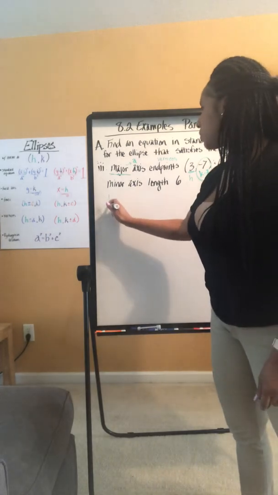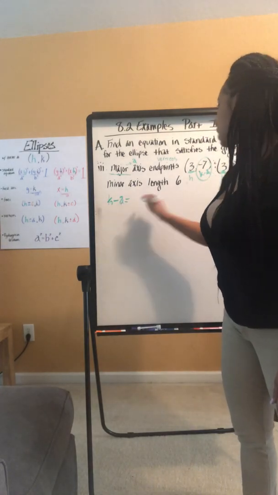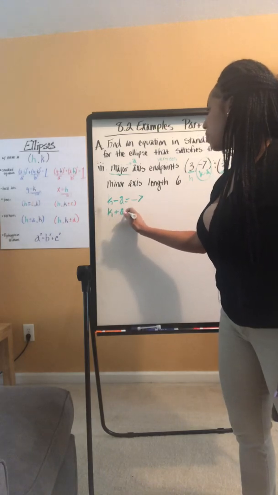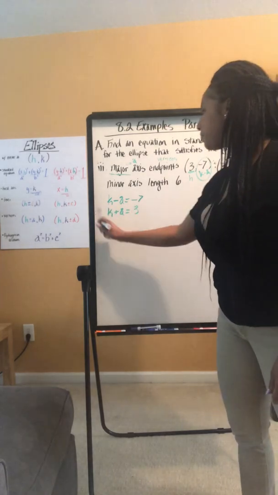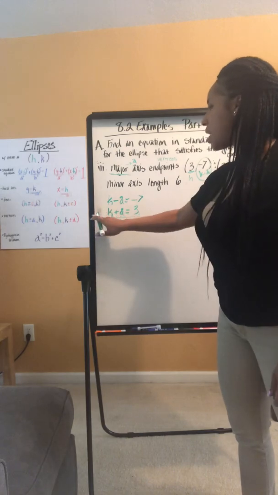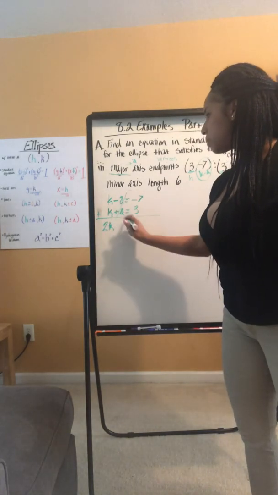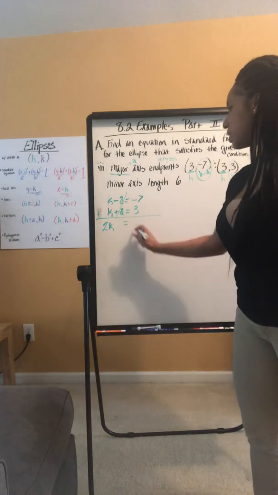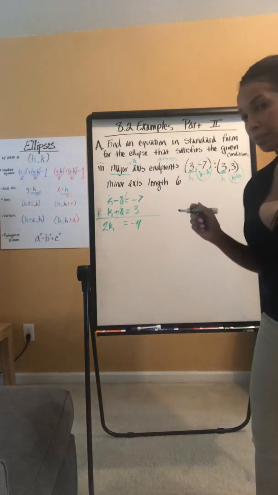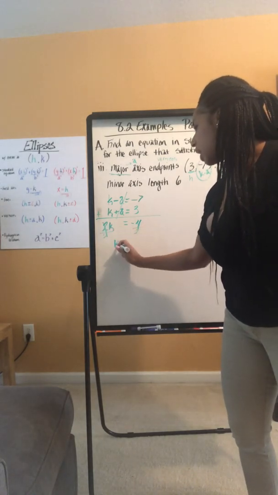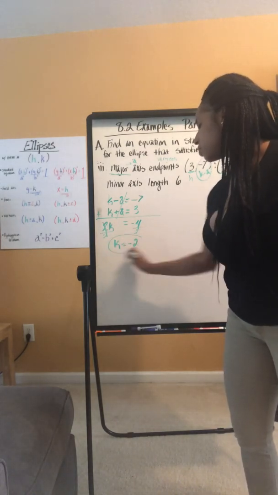So let's set this up. K minus a was my -7. K plus a was my 3. Okay, I'm going to add these up, do elimination. K plus k gives me 2k. The a's will eliminate. -7 plus 3 gives me -4. And then we divide both sides by 2, and we find that k is -2.